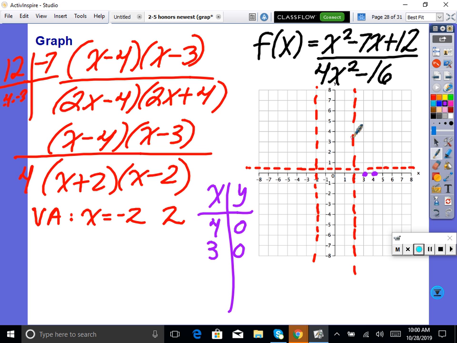So doesn't the graph have to be up here, everyone? Can it come down and cross again? No, so it has to be like this, doesn't it? Now, can it be down here? No, because that would cross again. You guys see what I'm saying? There are no x-intercepts besides 4 and 3. So then right here must be our graph.